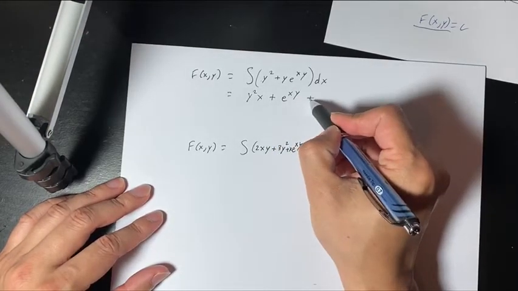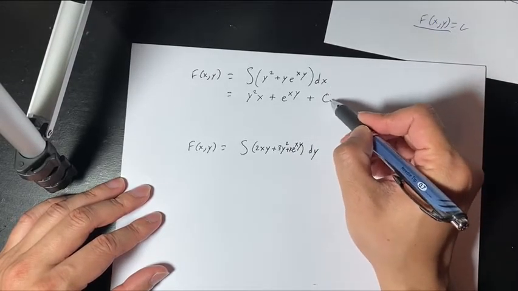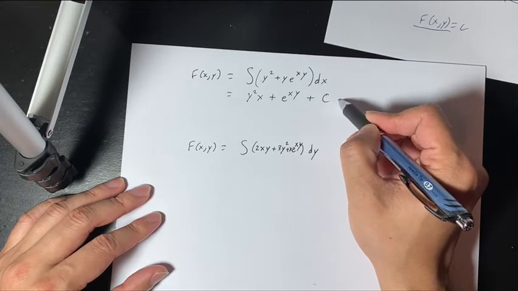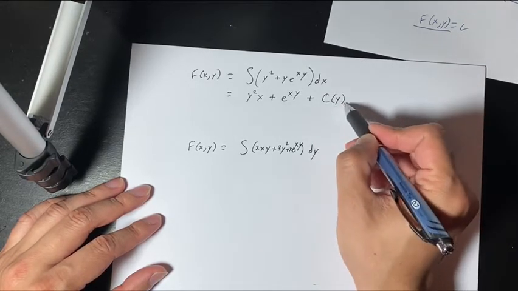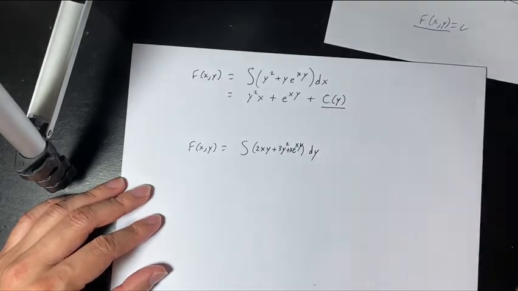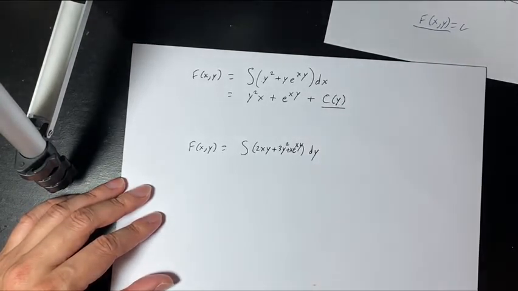Now there is a constant, but it's a constant relative to x. So this constant can actually be a function in terms of y. So it's not really a constant, it's a function in terms of y. But relative to x, this is a constant. And we're going to have to figure out what this guy is.